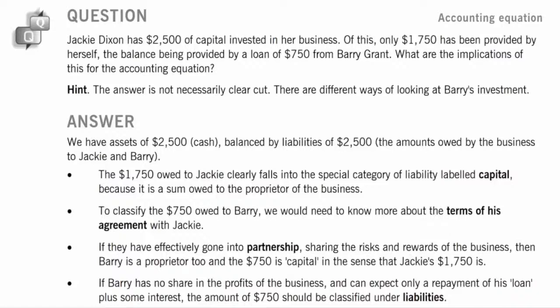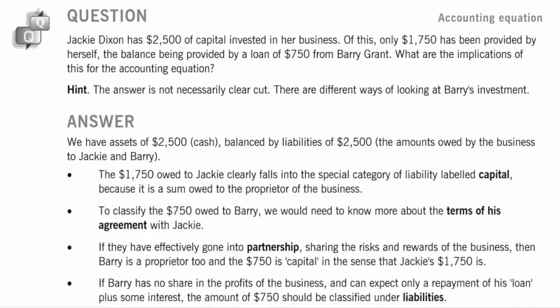Key takeaways. Let's highlight the key points from this example. 1. The accounting equation must always balance. No matter how the money is classified, the total assets of $2,500 are always equal to the total liabilities and capital. 2. Classification depends on agreements. Barry's role determines whether the $750 is classified as capital if he is a partner or a liability if he is a lender.